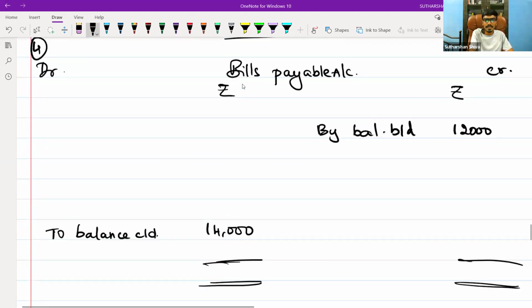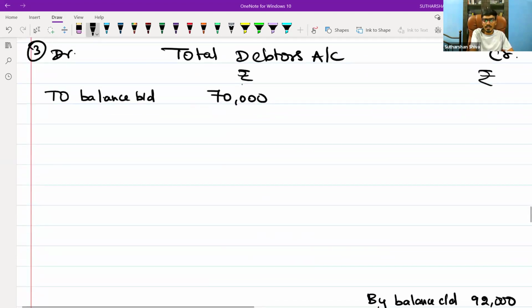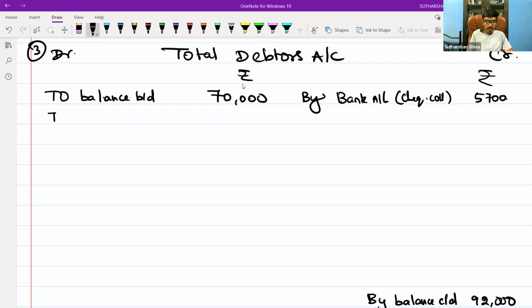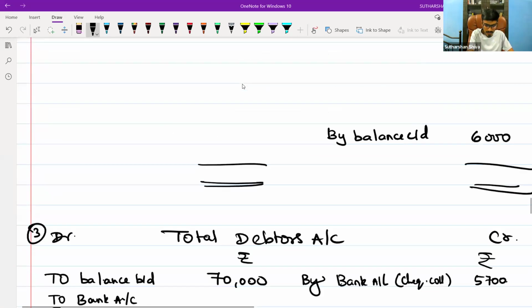Now I will go to my debtors account. In my debtors account there is a cheque collection, right? The journal entry is like bank to sundry debtors. I will write by bank account, in brackets cheque collected, 5,700. Immediately I will write to bank account, in brackets cheque dishonored, 5,700. Okay, that adjustment is done and dusted.